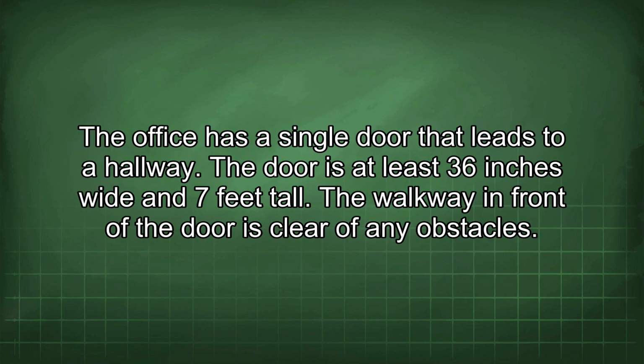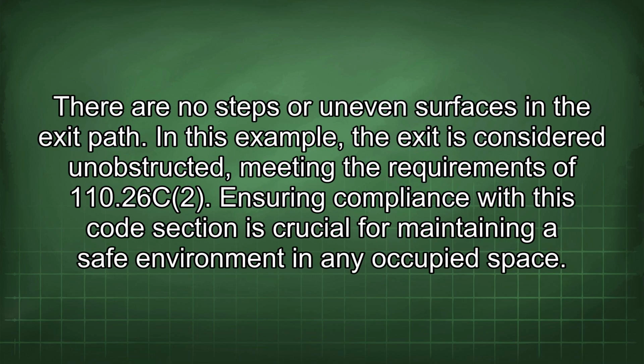The office has a single door that leads to a hallway. The door is at least 36 inches wide and 7 feet tall. The walkway in front of the door is clear of any obstacles. There are no steps or uneven surfaces in the exit path. In this example, the exit is considered unobstructed, meeting the requirements of 110.26C2. Ensuring compliance with this code section is crucial for maintaining a safe environment in any occupied space.